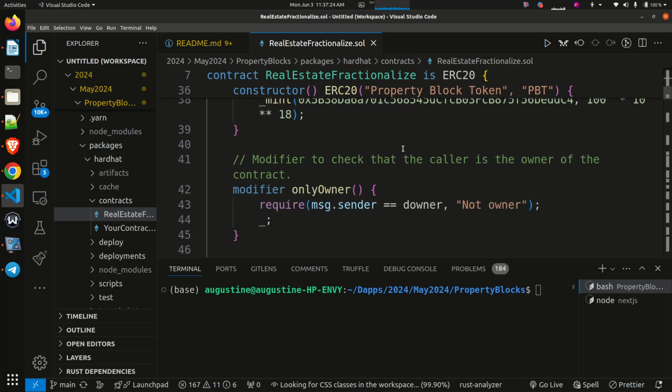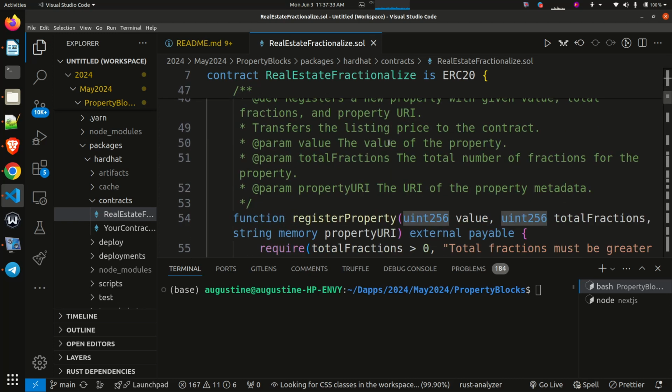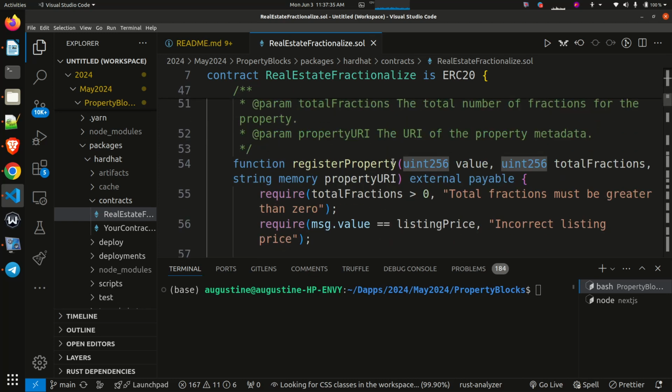So we created the ERC20 token. In exchange, we wanted to create an NFT, but we said no, ERC20 tokens will serve better. So these are the functions here.